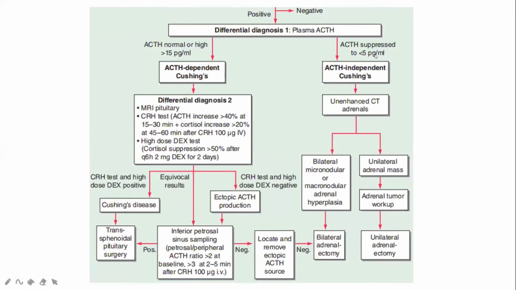So going back to the plasma ACTH levels, if ACTH is suppressed to less than 5 picograms per ml, then probably we are dealing with an ACTH-independent Cushing's syndrome. Meaning to say that the problem would probably be at the adrenal level. So we do a CT scan of the adrenals. Then if there would be a bilateral micronodular or macronodular adrenal hyperplasia, then we do bilateral adrenalectomy. Or if there is a unilateral adrenal mass, then of course we do a unilateral adrenalectomy.